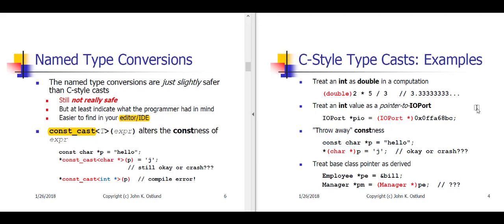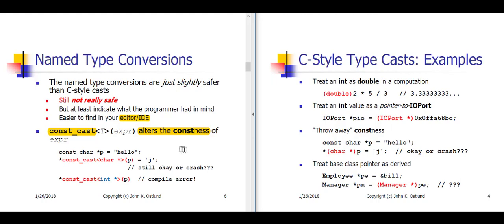Okay, so I have cleaned up all of my highlighting on slide 4 so that we can see how the 4 named type conversions relate to the 4 examples of using C-style typecasts that we looked at on slide 4. Const_cast, shown here on slide 6, is only able to alter the constness of an expression. That is, it can add constness to an expression that is not const, or much more commonly, it can take away constness from an expression that is const.